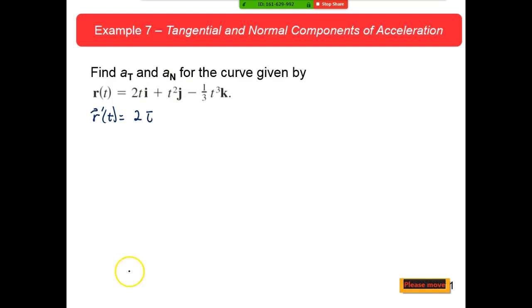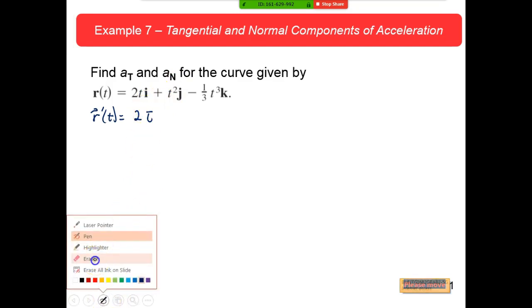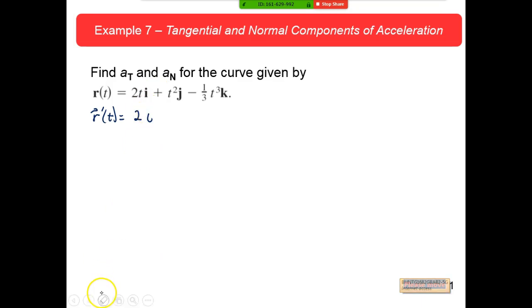Goodness gracious, yeah. The pen not only is not cooperating, it's drawing different things from what I'm drawing. I think it has to do with having too much loaded on the old computer now. There, that's a little better.